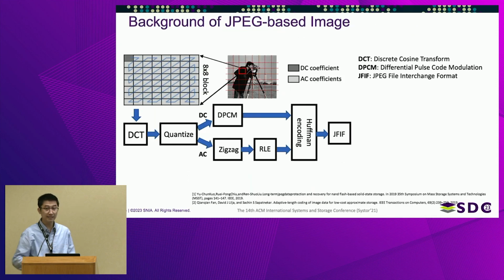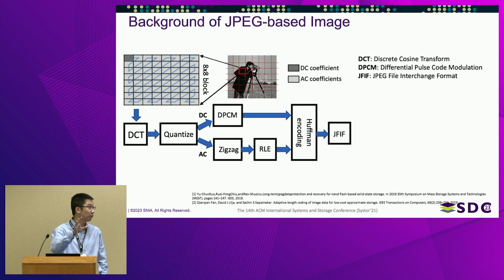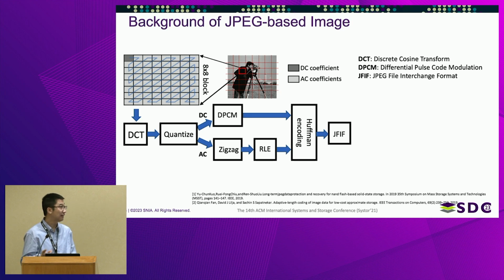And here is the basic background of the JPEG-based images. In general, we have one JPEG image, and then we split the image into 8x8 pixel blocks. In each block, we have DC and AC coefficients. Then we go through a series of transformations like DCT, quantization, DPCM, zigzag, and so forth, and then convert the data into the GIF format.